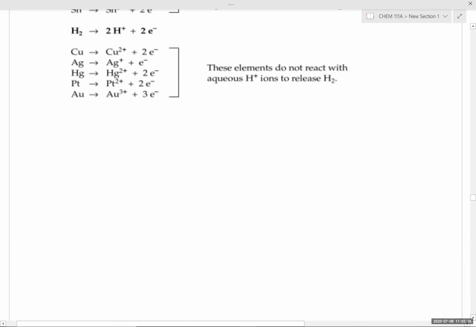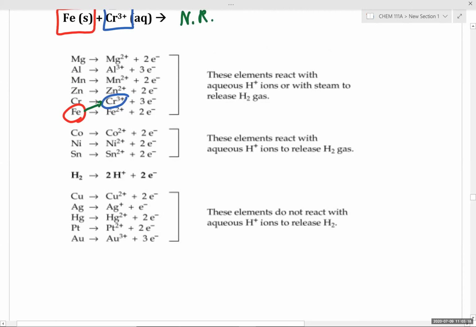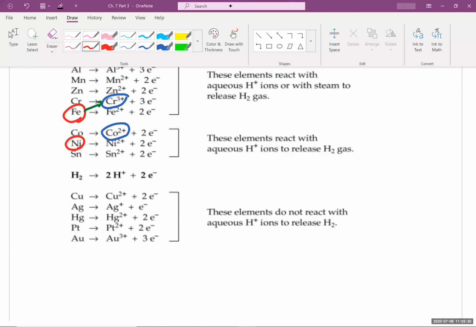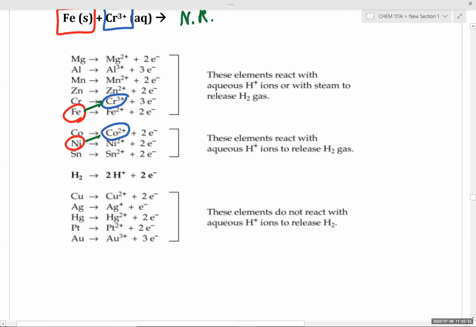So I'm going to go to my activity series. I'm going to find nickel and cobalt. So I'm going to circle cobalt, and I'm going to circle nickel, and then I'm going to draw my arrow from nickel to cobalt. And my question to all of you is, does a reaction occur between nickel and cobalt? Is the arrow going up or down? Yeah, the arrow is going up, so no reaction occurs.